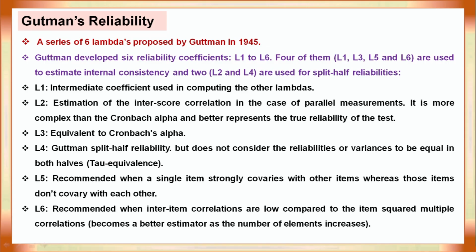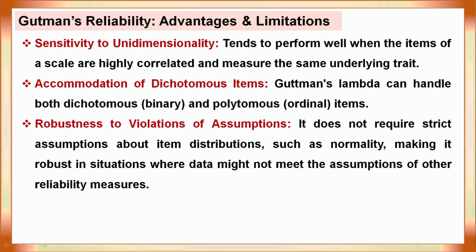The Guttman reliability generally comprises six lambdas. Among them, lambda 2 and 4 are directly comparable with the split half reliability. And lambda 1, 3, 5 and 6 are basically used for internal consistency, but are not directly equivalent to it. Now, Guttman, though it is used to a lesser extent in actual testing of reliability, also has a number of advantages and limitations. So, what are the advantages?